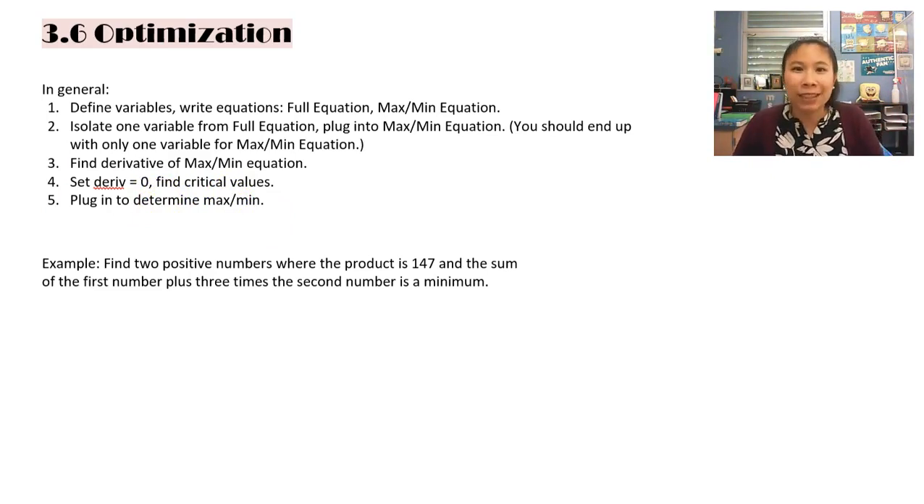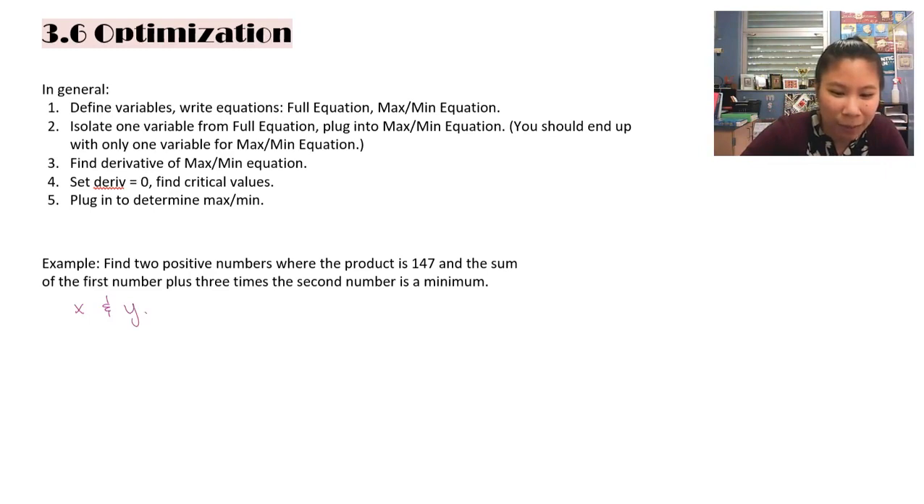So let's start with a little bit more basic of an example. Find 2 positive numbers where the product is 147 and the sum of the first number plus 3 times the second number is a minimum. They're asking about 2 positive numbers. Since we don't know what these 2 numbers are, these will be our variables. Let's call one of them X, one of them Y. You can use whatever letters you want. So let's say our 2 variables are X and Y.